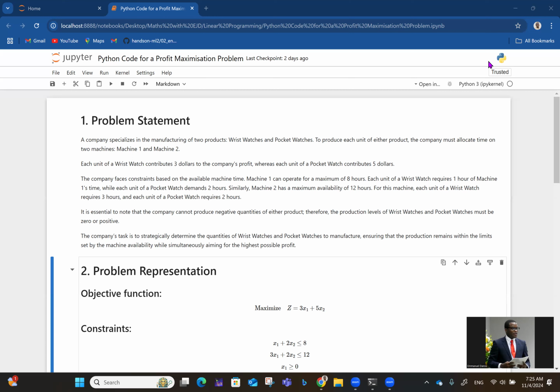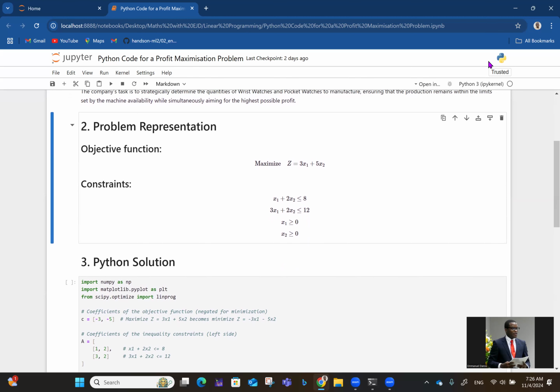And you remember from that question, we discovered that the company should actually produce two wristwatches and three pocket watches in order to make $21 maximum profit. Okay. So this is in Python now. You see how to represent the problem mathematically, which we did before. In that other case, I used x1 as W, that's W for wristwatches, and x2 as P, which is P for pocket watches.